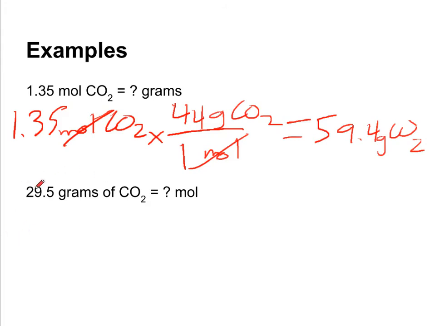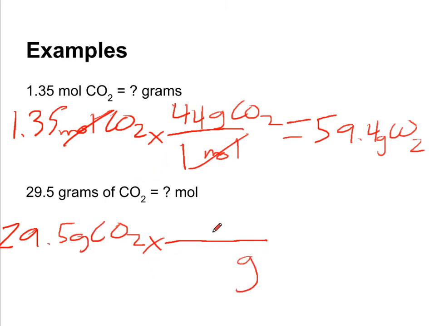In the second example, we're starting with grams, and we want to convert it to moles. We're going to start with 29.5 grams of CO2. And we're going to use the molar mass, same one that we used up here. We're still dealing with carbon dioxide, but we want to cancel out grams and get to moles. So grams is going to go on the bottom, and moles is going to go on the top. So 1 mole of carbon dioxide has a mass of 44 grams.